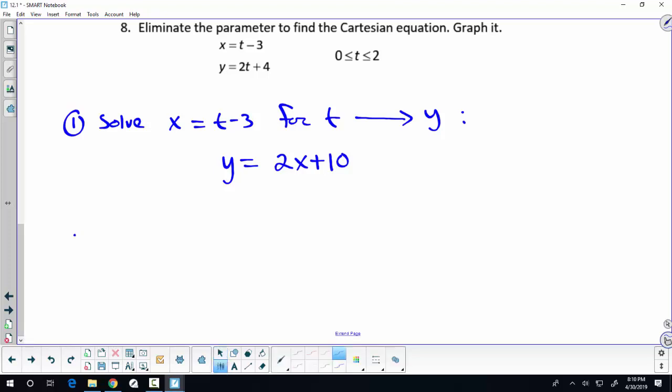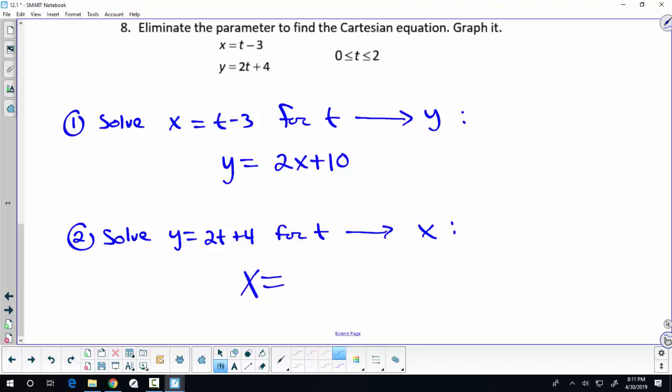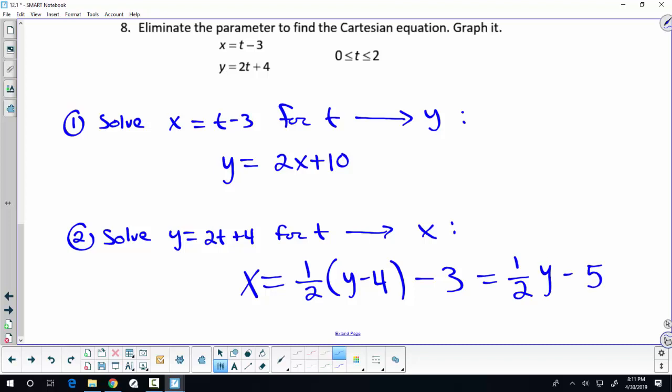Or we could take the other route, we could solve y for t, and then plug that into x. We get x equals 1/2 of y minus 4, minus 3. Either way, we're looking at mx plus b, restricted from 0 to 2, so you get part of that line.